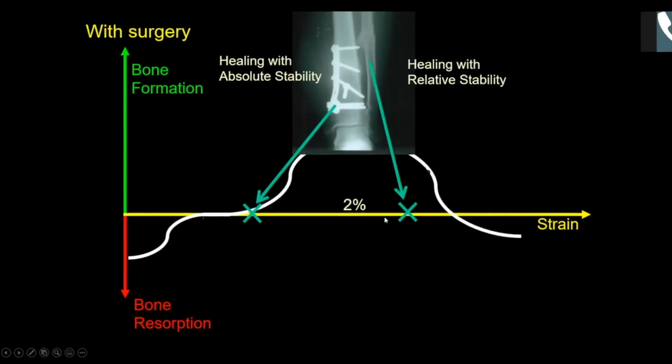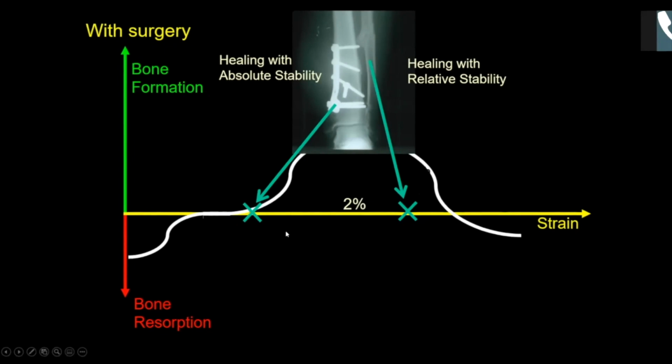This is stability in the bone healing zone. Up here, it's too high, it will not form bone. So relative stability sits in this spectrum, and absolute sits down here. And that's what we're doing when we put a plate on bone.